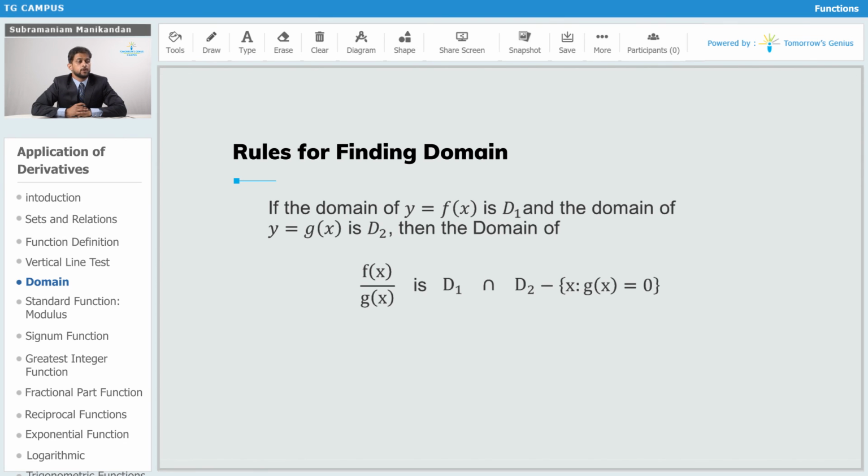So therefore, the common domain of the functions f(x) and g(x) is D1 intersection D2 minus the values of x where g(x) becomes 0. So we will do more examples of this case later on.